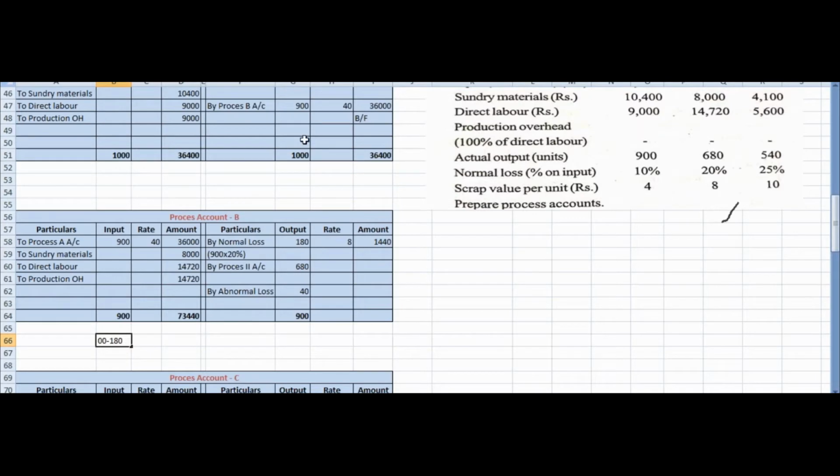Normal loss is 180. So I will show you how I took this part. First, the total cost or total amount minus the normal loss amount is this one. Whole divided by this number: 900 is the total input, minus 180 normal loss units. This divided by this number is units. These are the units, and these two numbers are rupees. I hope that it is clear. Rupees divided by units. So we will get this one.